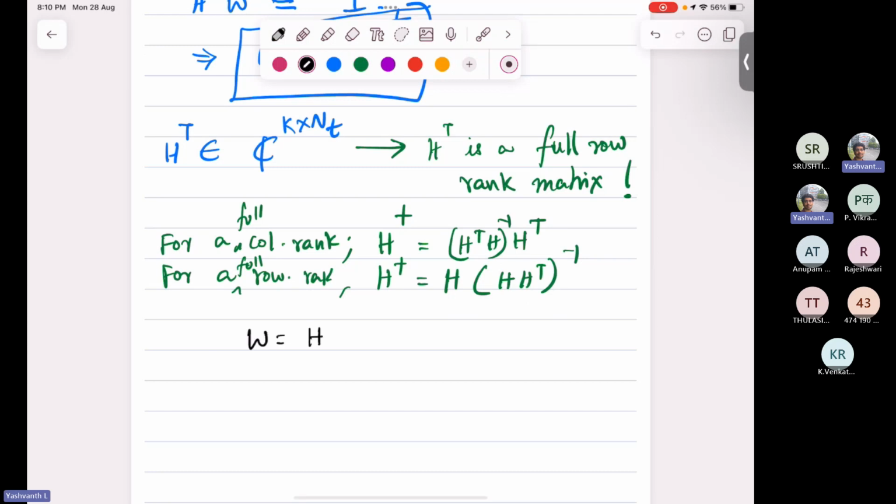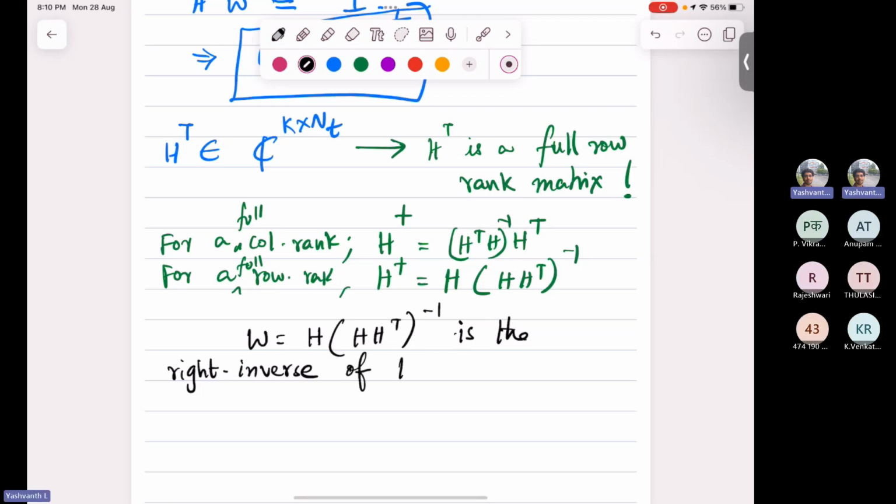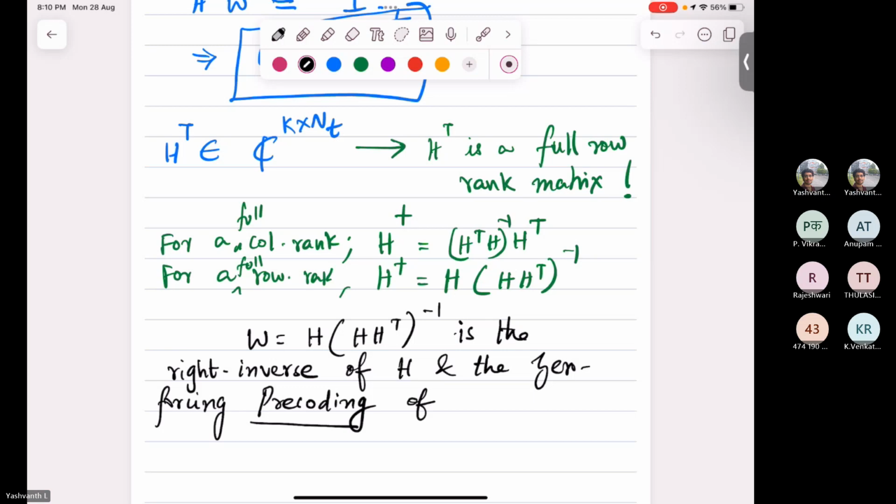So this matrix, okay, W equal to H times H transpose the whole inverse is the pseudo inverse, or maybe to be specific, it's called the right inverse of H, and the zero forcing pre-coding of the system.